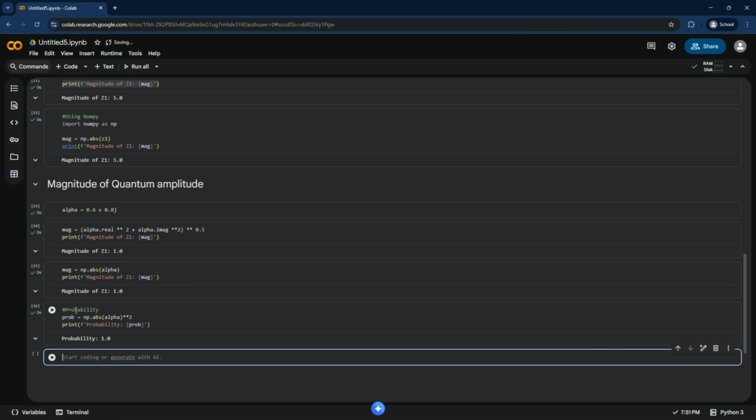In this lab, you learned how to create complex numbers, how to access real and imaginary parts, how to perform addition, subtraction, multiplication and division operations for complex numbers, how to compute magnitude manually and using NumPy, how to get the conjugate, and how to connect complex numbers to quantum amplitudes.